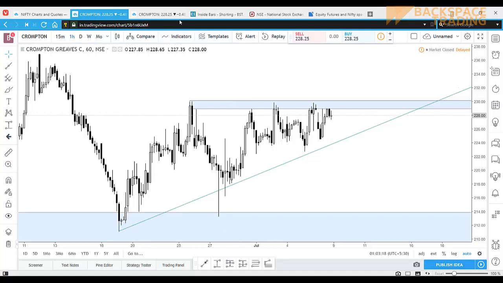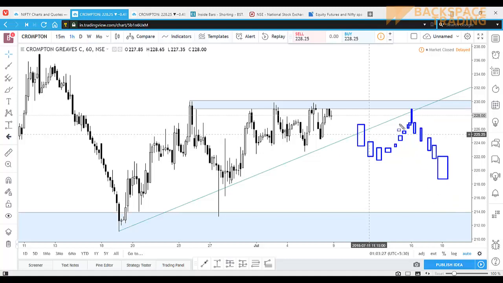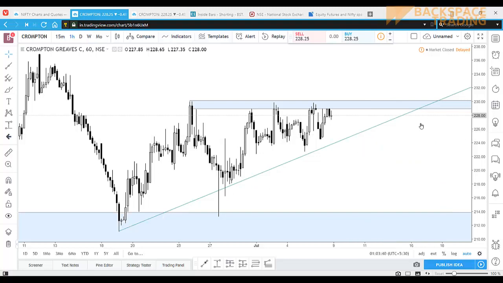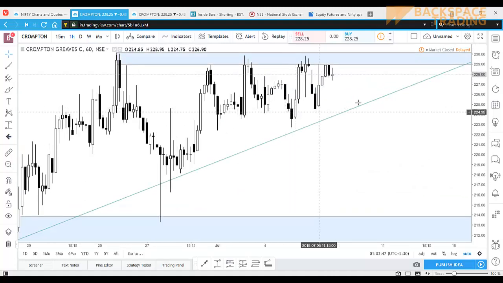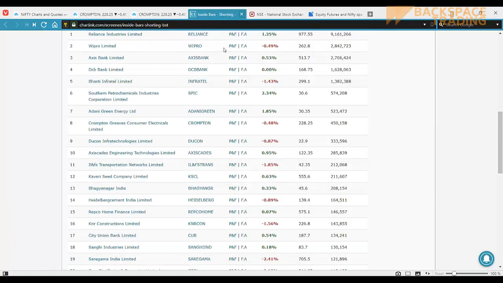If at all, I don't know if it breaks over here, that is another scenario, okay? Because we don't know. It can break like this and do this and test over here and come back. A change in polarity of the trend line, right? Anything is possible, but let the candle or market tell us what it intends to do. Then Adani Green 30 rupees.